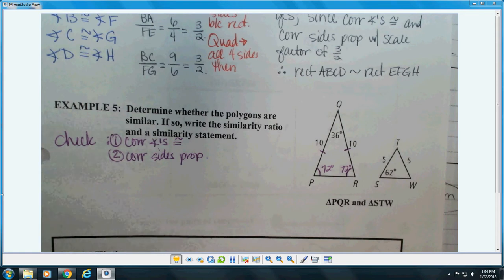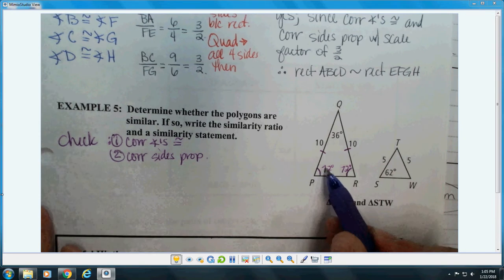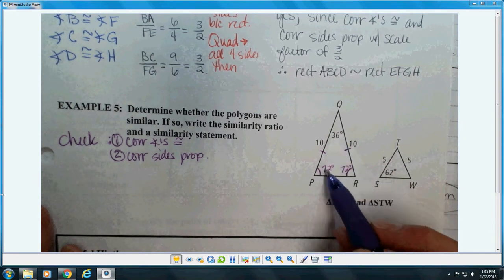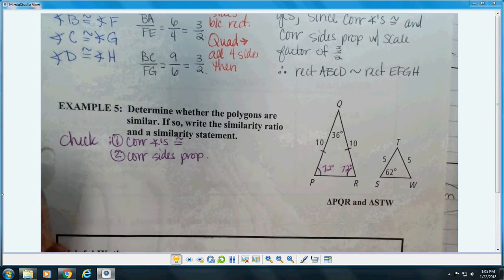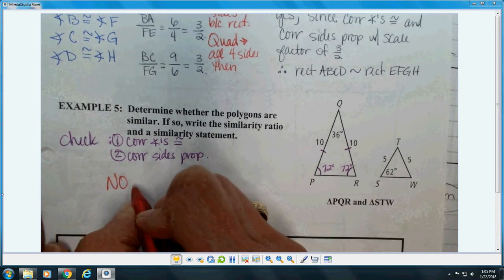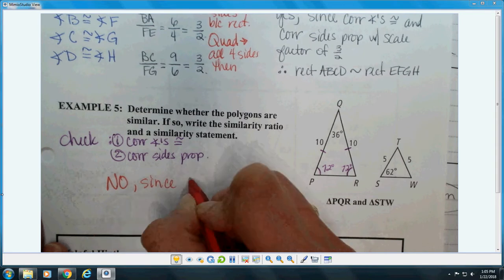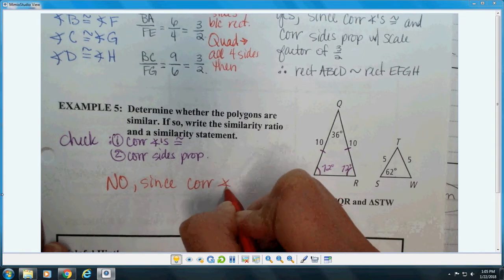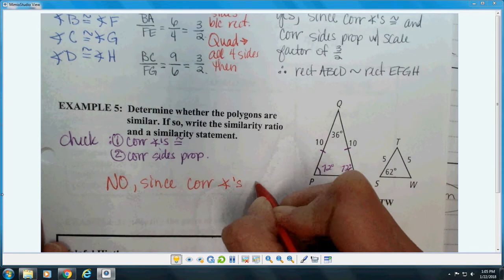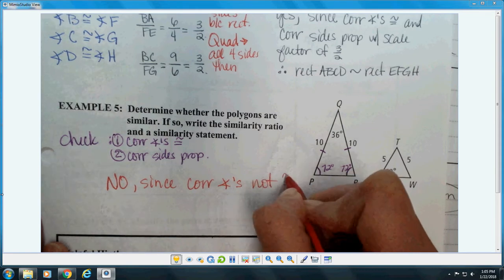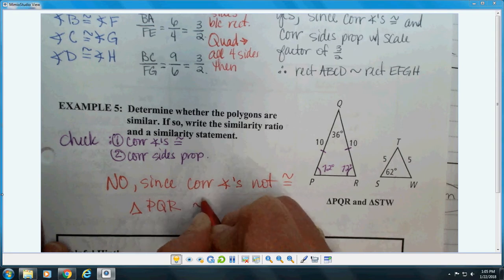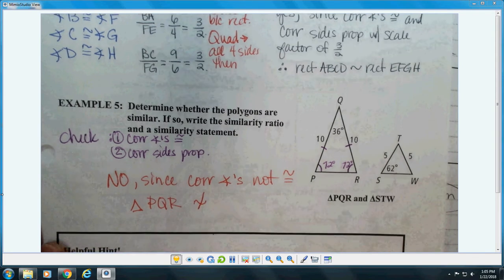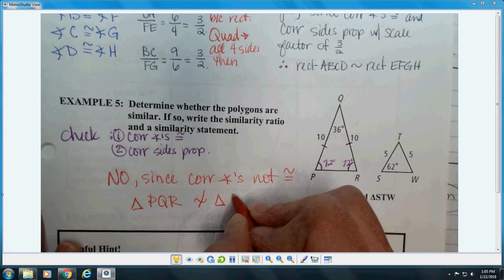I automatically know that these two triangles are not similar. Why? Because none of my angles in this one, 36, 72, 72, matches up to an angle of 62. So I'm going to say no, since corresponding angles are not congruent, therefore triangle PQR is not similar, so it's similar with the slash through it, triangle STW.